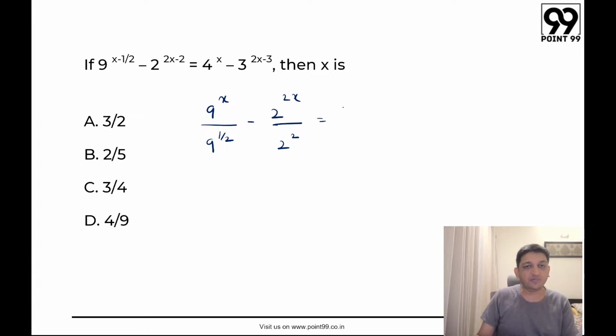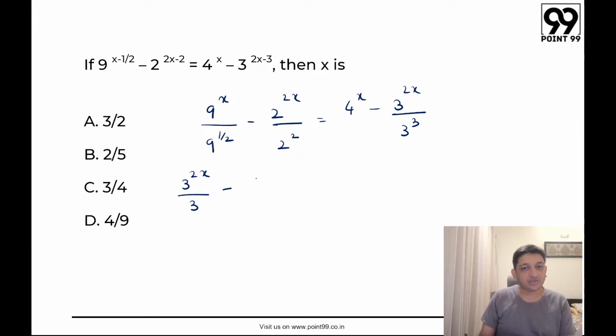This will be equal to 4 raised to x. So I'll just write it for the time being as it is. Minus 3 raised to 2x divided by 3 cube. Alright, so let's see what we can do in this context. Now 9 raised to x, I can reduce it to 3 raised to 2x. The denominator, 9 raised to half, is what? Square root of 9. Square root of 9 is nothing but 3. Minus 2 raised to 2x is already in the basic form.